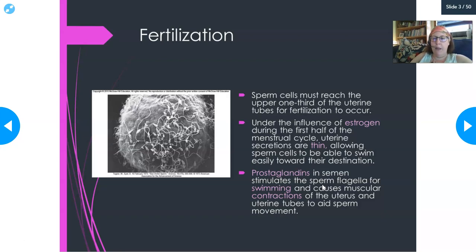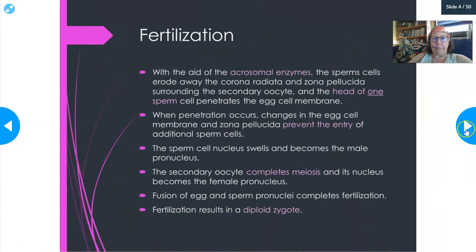Under the influence of estrogen during the first half of the menstrual cycle, the uterine secretions are thin, which allows the sperm cells to swim easily toward their destination. Estrogen at the beginning gets everything ready for the egg to be released, and then the egg is released and favors the sperm getting up there. The prostaglandins in semen will stimulate the sperm flagella for swimming and will cause muscular contractions of the uterus and the uterine tubes, and will aid in sperm movement. That is the point of the orgasm and the contractions during intercourse: to get the sperm all the way up the uterus and the fallopian tubes.